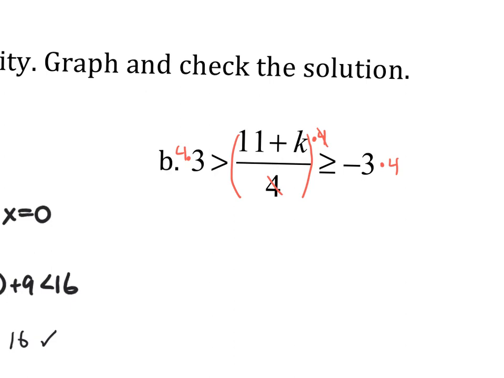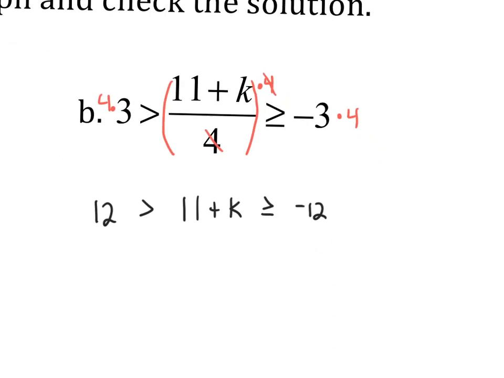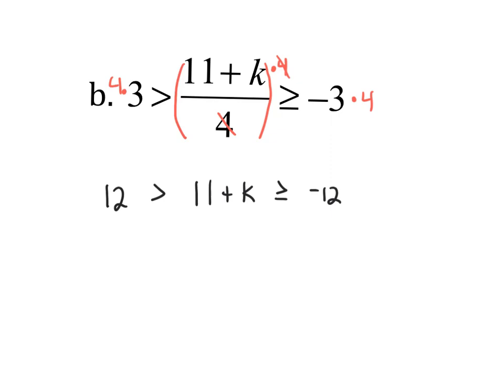So on the left side here, I get 12. The symbol stays the same because I multiplied by a positive. And now just the numerator comes down: 11 plus k, less than or equal to negative 12. Now let's keep going. Just like I did before, whatever I do to the inside, I need to subtract 11. I need to do that to the outsides right here. So the left side reduces to a 1. The k is left on the inside, and greater than or equal to negative 23.